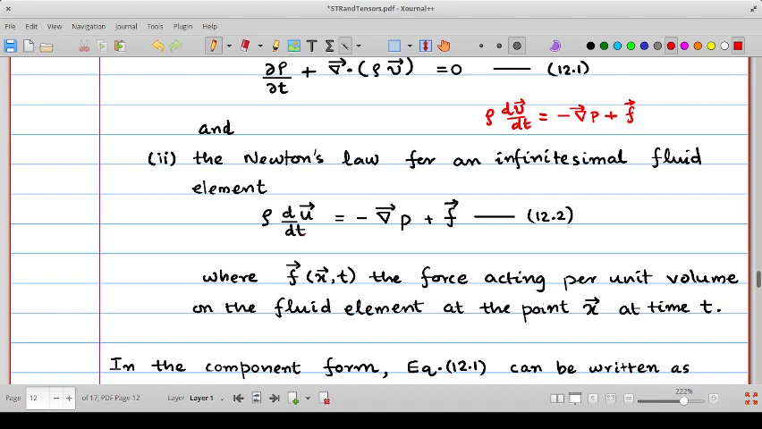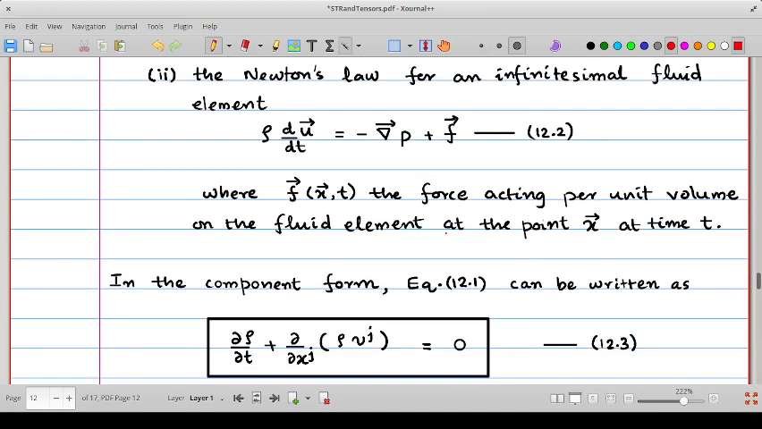That acceleration is given by d/dt of v. So rho times dv/dt is what the force per unit volume is. And the mechanical sources are the pressure and the force per unit volume acting due to various fields there. The pressure is assumed to be isotropic, and in that case the force per unit volume due to the pressure is given by the negative gradient of the pressure, and F corresponds to the force per unit volume due to other sources.